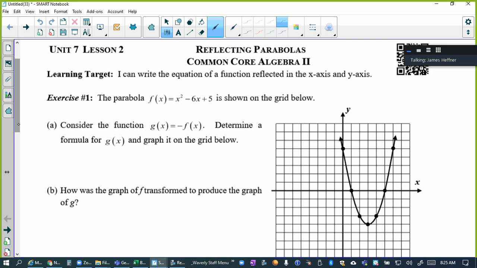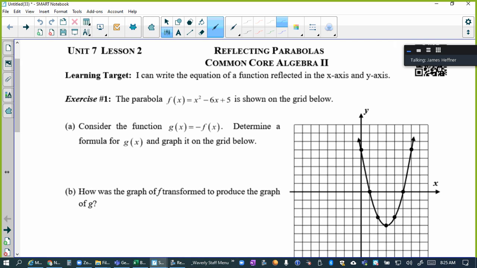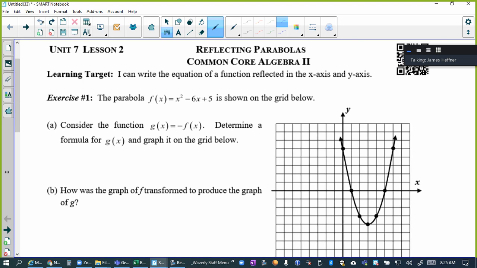Now we want to think about the graph of g of x when it's negative f of x. So whatever f of x is, it's negative, right, of all of that stuff. So it's like putting a minus, parentheses, times that whole thing, okay? So they want us to determine a formula for g of x. So g of x is negative f of x.